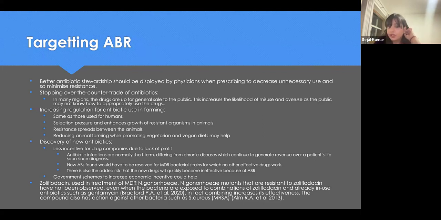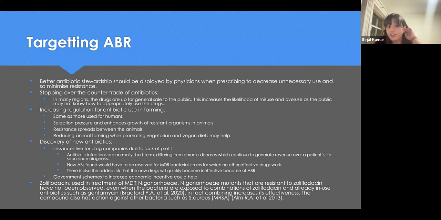Also, increasing regulation for antibiotic use in farming. I think a really large amount of antibiotics are used in farming as well, to increase yield of animals and stuff. And the thing is, resistance spreads between animals, and that resistance can spread to humans. Like there's no such difference in antibiotic resistance in different species, if that makes sense. So one could be increasing regulation or reducing animal farming, perhaps.